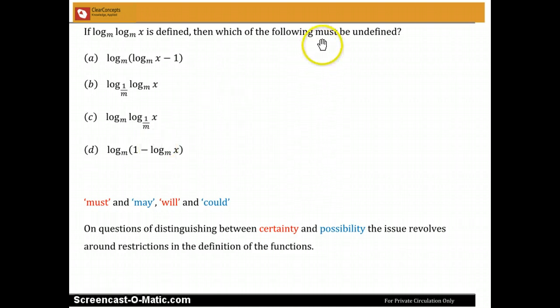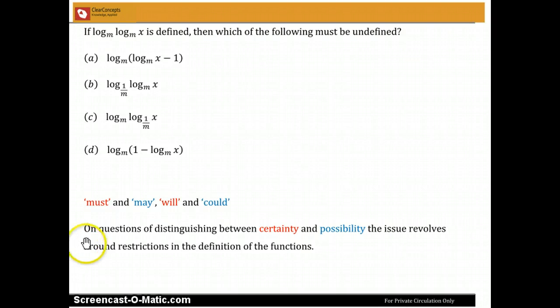First of all, I want to highlight this word must. Must and may are two different things. Will and could are two different things. Must and will imply certainty. May and could imply a possibility. So here this is a question of distinguishing between certainty and possibility.